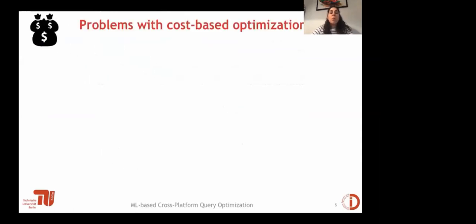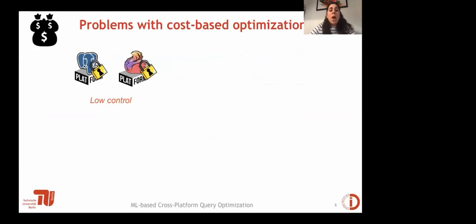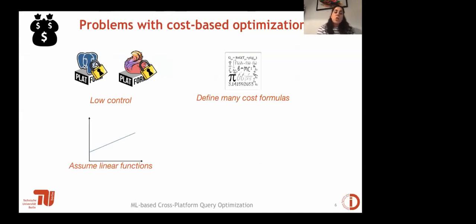Now, what are the problems with cost-based optimization? First of all, the underlying platforms have low control, so we cannot access their cost functions or statistics. This leads to having to define many cost formulas. For instance, you need to have one cost formula per platform per operator. And usually these cost formulas assume linear functions, which is not always the case with real behavior.